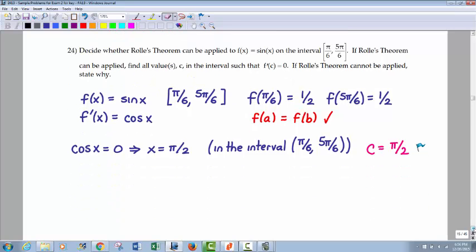Here's a Rolle's theorem problem. Rolle's theorem basically says that the function's got to be continuous from a to b, and that certainly is true for sine of x, and then the two y values have to equal each other at each endpoint. If that's true, you're guaranteed at least one value where the derivative will equal 0, basically one horizontal tangent. So you could have one, you could have more.